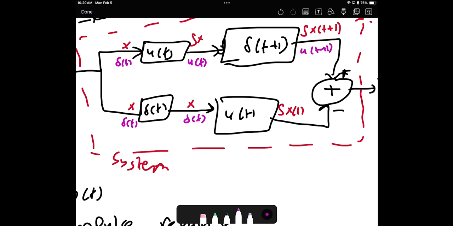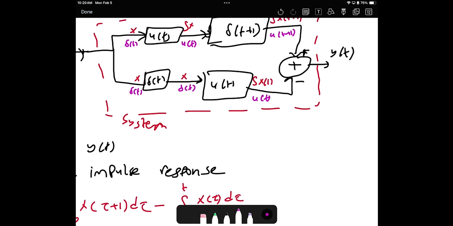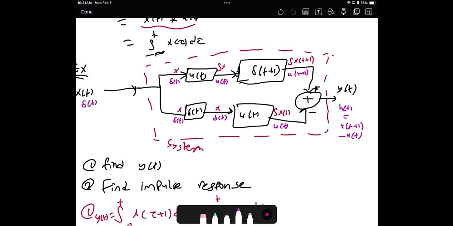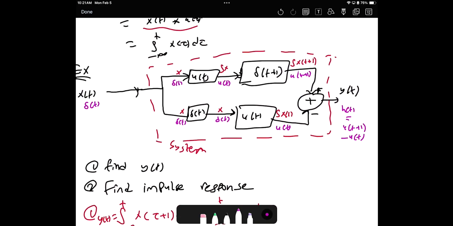And here there is an integral, so it will be u of t. Then y of t, which is h of t, will be u of t plus 1 minus u of t. And that's it. So this is another way. This will yield h of t to be u of t plus 1 minus u of t. Let me show it to you again, if you want to write it down.